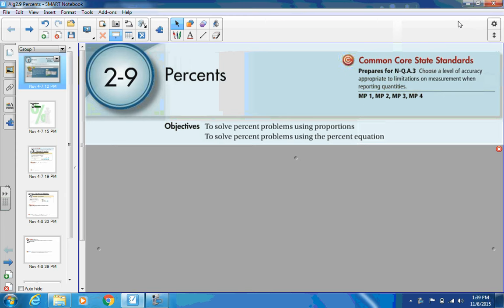Hey there, it's Mr. Pouts, and here's your 2.9 lesson, which is all about percents. Hopefully, it's something that's familiar, but we're going to really master this concept of finding percents and using percents.